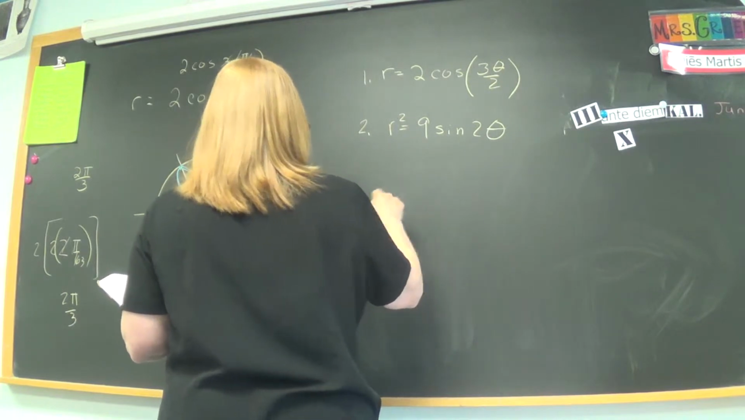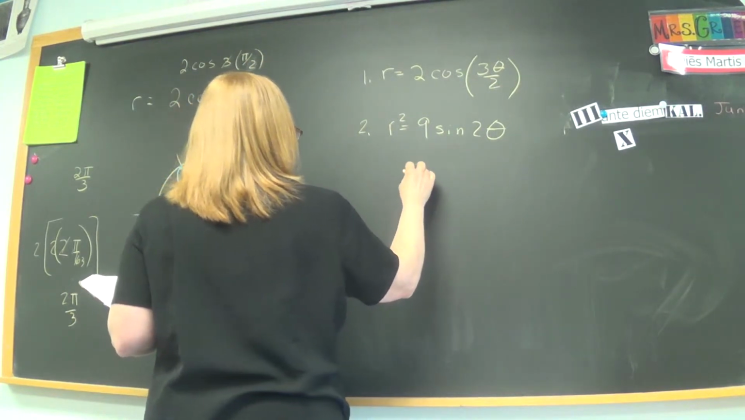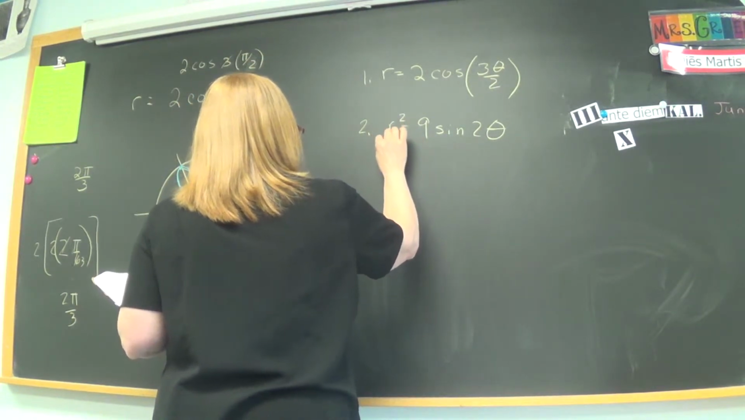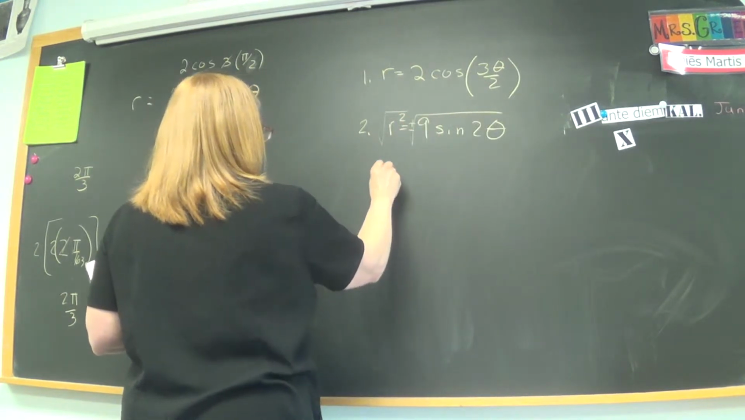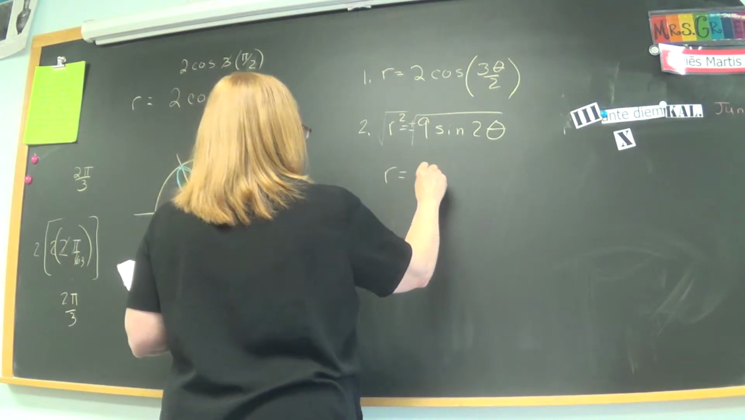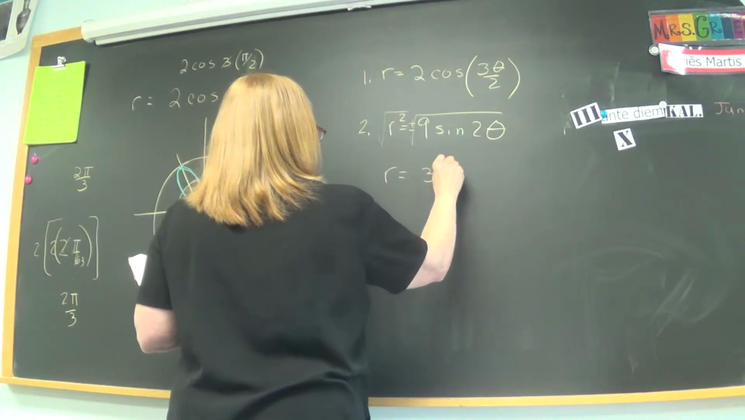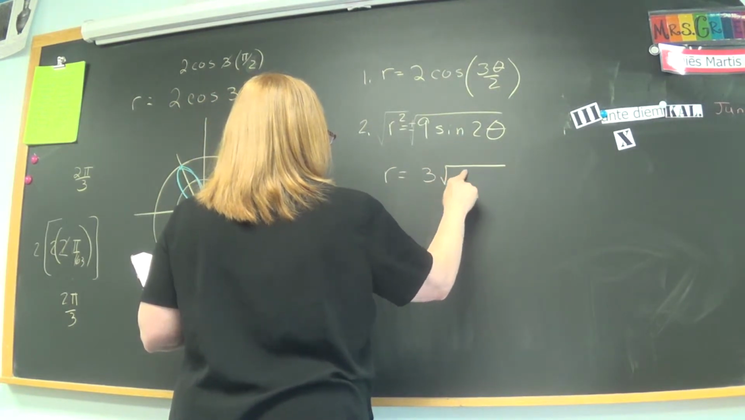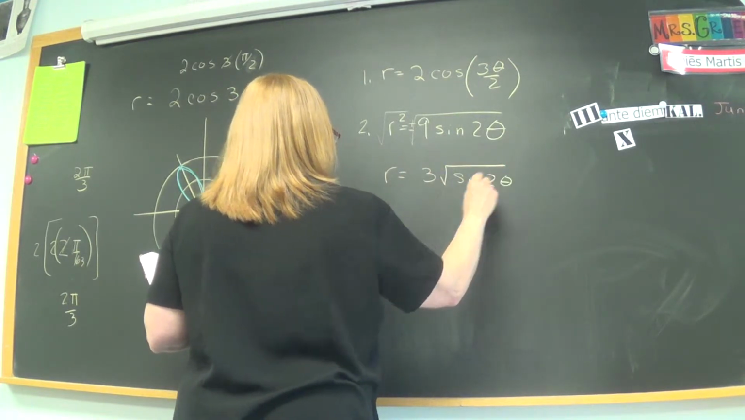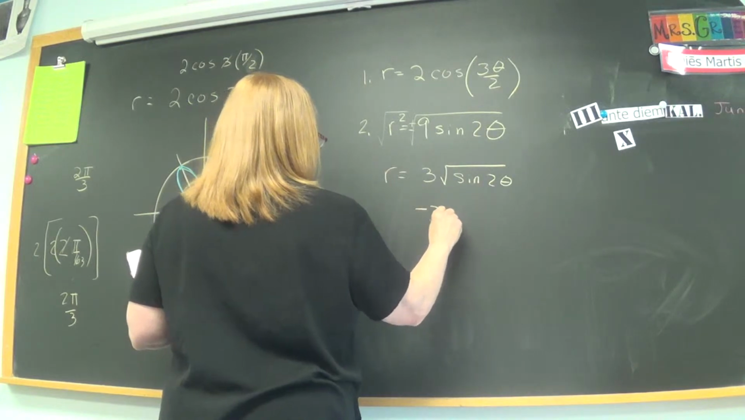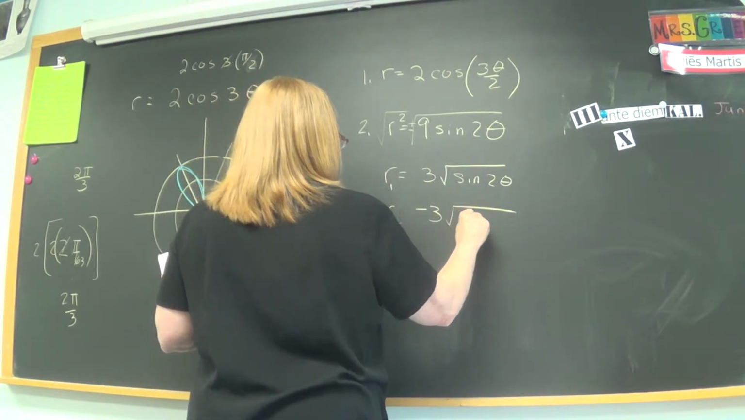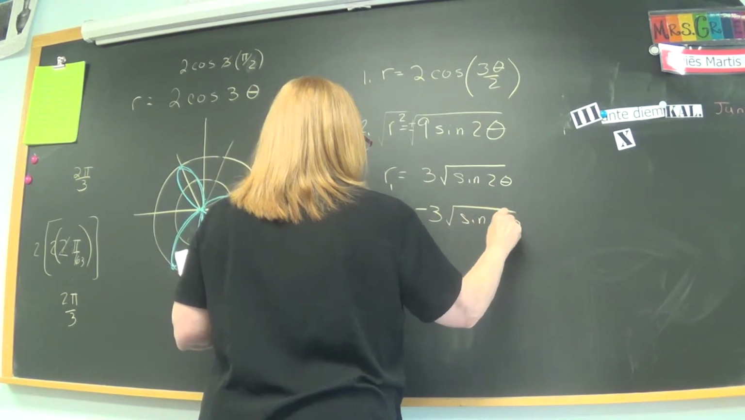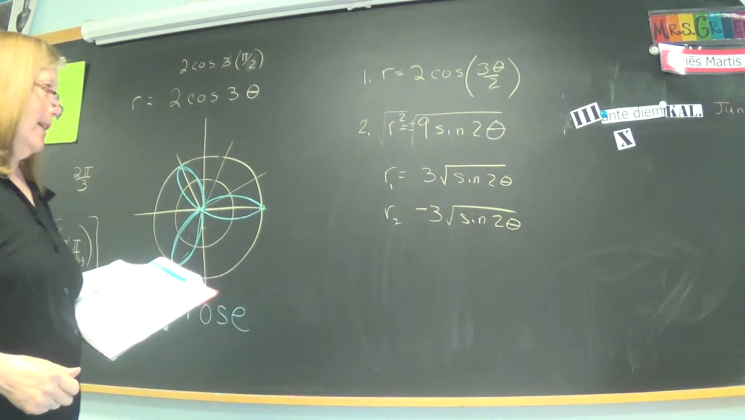Now on r squared ones, you have to put 2 functions in, because the calculator's not going to take r squared, so you're going to have to take the square root of both sides. So you get 3, I pulled the 3 out, times the square root of sine of 2 theta, and then the negative you have to put in as r2. So you have to put in 2 at once to get number 2.